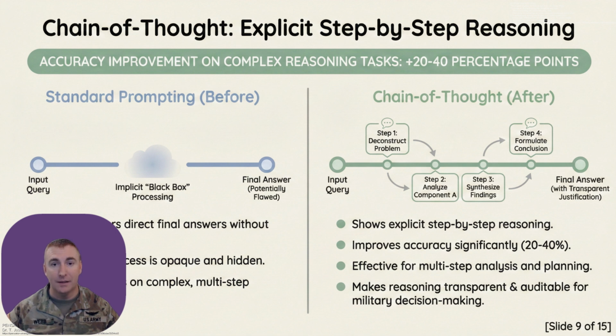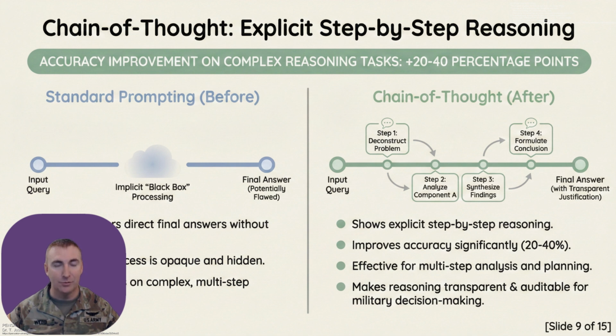Chain of thought instructs AI to show step-by-step reasoning before producing final answers. This technique dramatically improves performance on multi-step problems by forcing the model to work through logical sequences. Trigger phrases include "think step by step" or "let's work through this systematically."